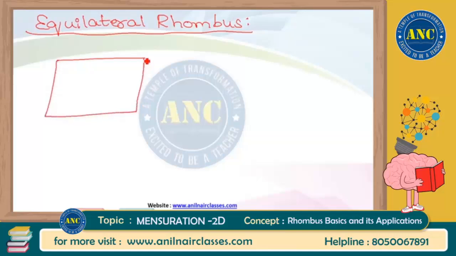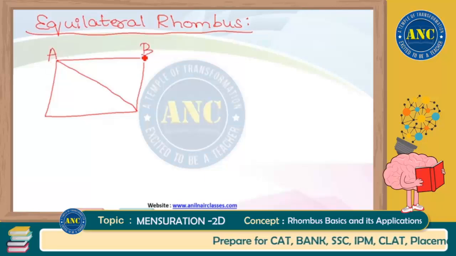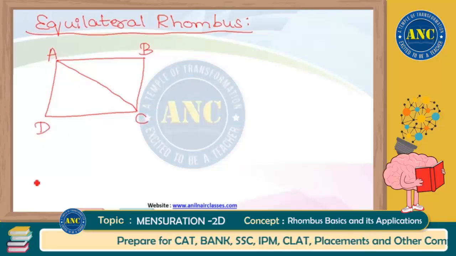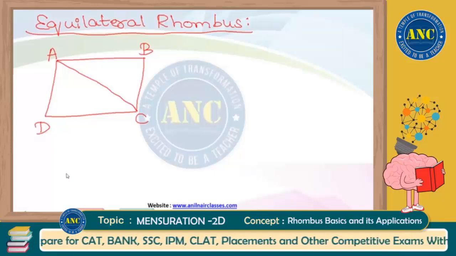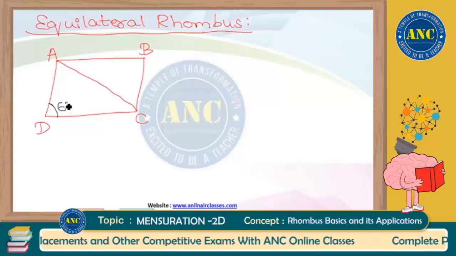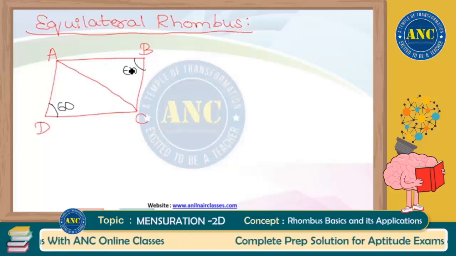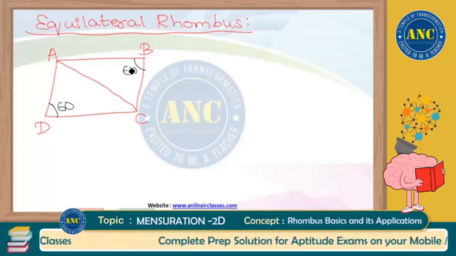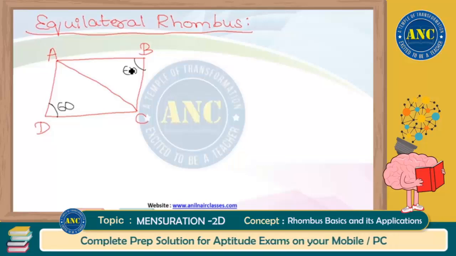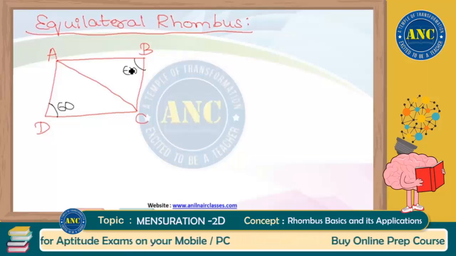Now, suppose this is a rhombus. Now, what I will do is, I will draw a diagonal. Let me call this rhombus ABCD, for example. This is my diagonal. In an equilateral rhombus, the angles at two opposite corners will be 60 degrees each. Opposite two angles will be 60. 60 plus 60, 120 is over, out of the 360 total, which is the sum of all the angles in a quadrilateral.